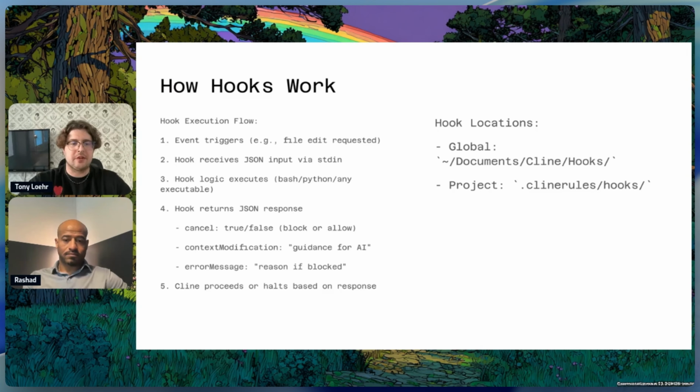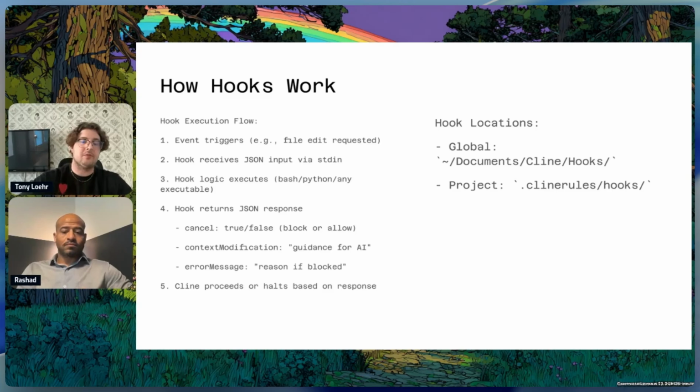Now, you might be wondering how hooks work. Well, hooks are executable scripts that receive JSON via standard in and return JSON via standard out. When an event triggers, say Cline is about to edit a file, the PreToolUse hook receives detailed information, such as the tool name, the file path, the operation details, and of course the workspace content.